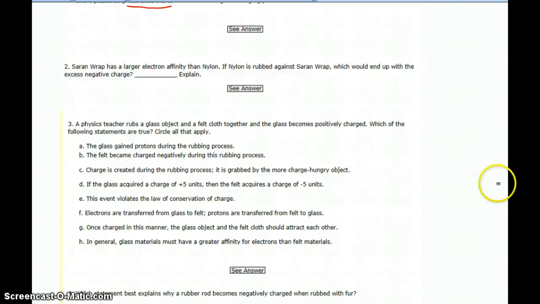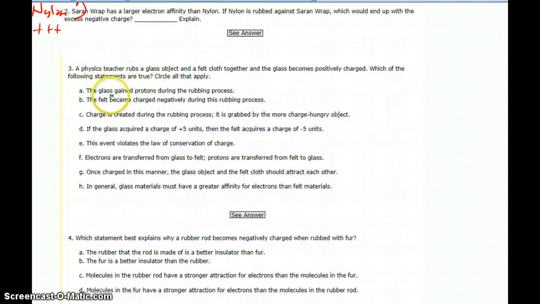In this case, the saran wrap has a larger electron affinity. That means the saran wrap would be higher on the table than the nylon. Since that's the case, electrons will go from the nylon into the saran wrap, and the saran will become negatively charged. The nylon would end up being positively charged. Again, if we look at the system, the net charge started at 0, so the net charge would have ended at 0. We didn't create charge, we just moved it from one place to another, and it was only the electrons that we moved.